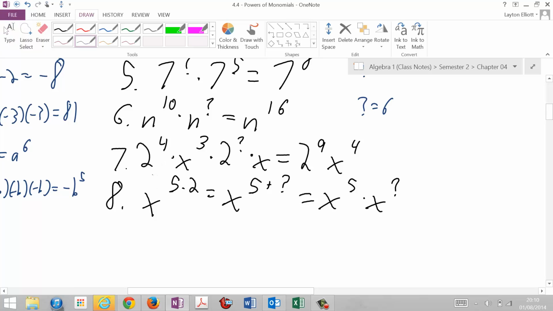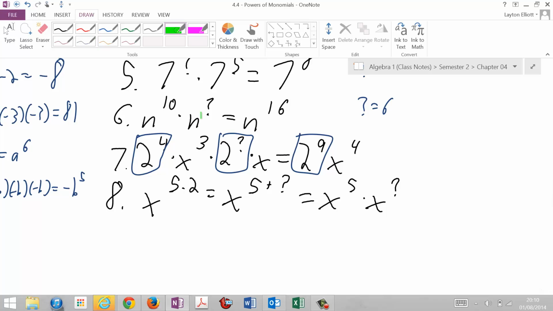For number 7, 2 to the fourth times x to the third times 2 to the question mark would get me 2 to the ninth. Notice how I'm completely ignoring the x's because I already have an x to the third, an x, and an x to the fourth, so I don't even need to worry about those. I'm just going to look at the 2's. So 2 to the fourth times 2 to the what is 2 to the ninth. That would have to be 2 to the fifth power, so the question mark would be 5.